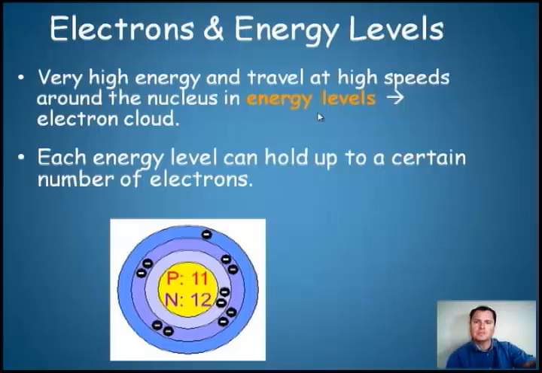Perhaps you've learned in previous science classes that the first level holds 2. The second energy level holds 8. The third energy level holds 8 again. The fourth is 18. We will get more in depth on that and describe exactly where those electrons are in a later episode. But know for right now that each orbital, each energy level, can hold a specific number of electrons.